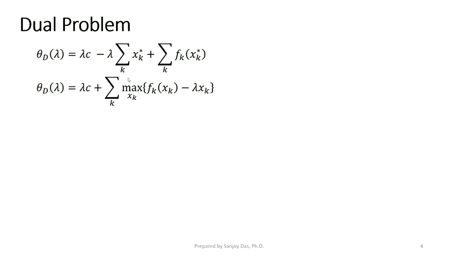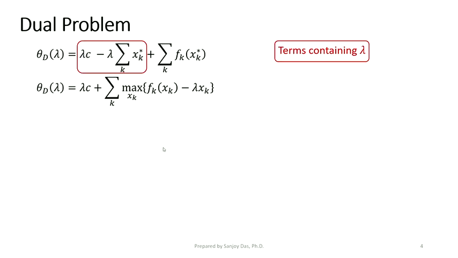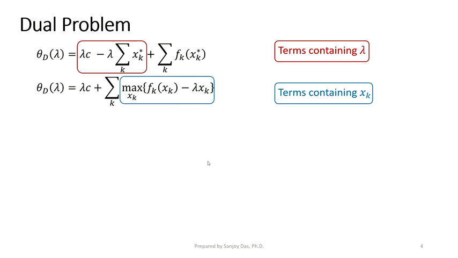Here I've changed the arrangement of the terms a little bit, but this is the set of the two terms containing lambda. And these terms are a separate maximization containing xk, correct? And so this is the dual problem.